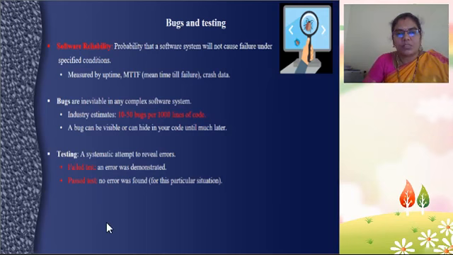First one is that it is measured by uptime. The next one is mean time till failure. And the third one is crashing of the data. Bugs, as we all know, are considered as errors. So bugs are inevitable in any complex software system.